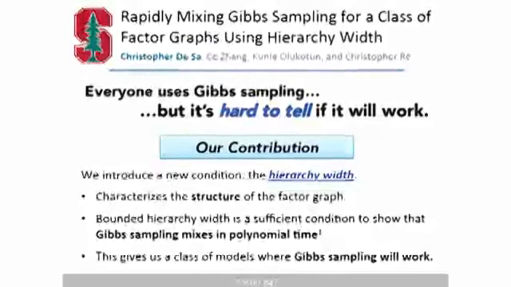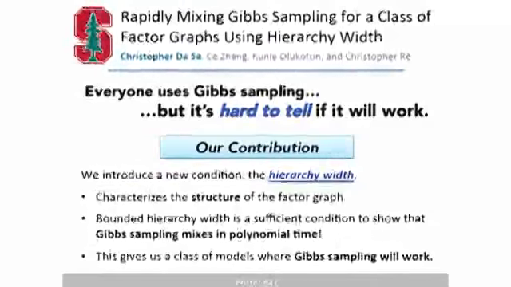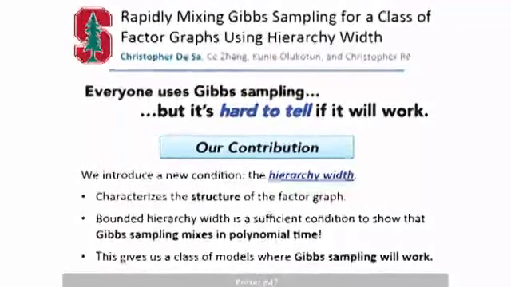Unfortunately, it's difficult to decide what the mixing time of a model will be. Because of a lack of theory, no one really knows if Gibbs sampling will be feasible for a particular model. What we came up with is a new way to measure a factor graph that gives us a theoretical understanding of Gibbs sampling. This measure, the hierarchy width, characterizes only the structure of the underlying factor graph, and bounding the hierarchy width is sufficient to ensure that Gibbs sampling will mix in polynomial time. This furthers the understanding of the problem by giving us a new class of models where Gibbs sampling is guaranteed to work.